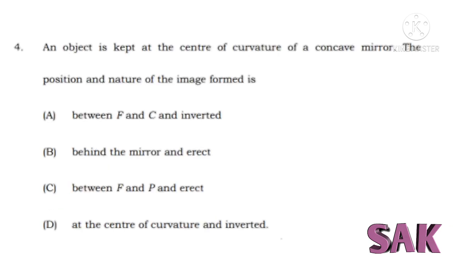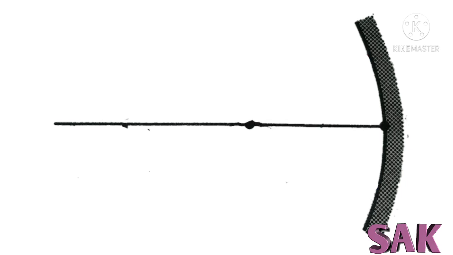Next question. An object is kept at the center of curvature of a concave mirror. The position and nature of the image formed is. Before answering this question, let us observe the way of formation of image by concave mirror. This is concave mirror. Let us draw principal axis. Now label F and C. According to question, position of object is at C.